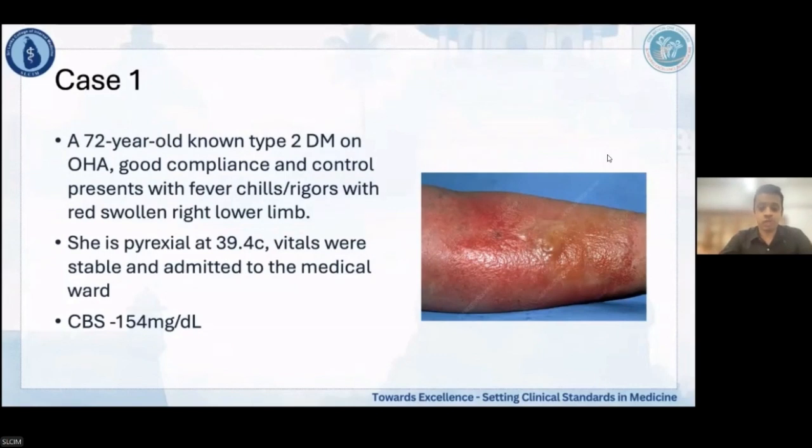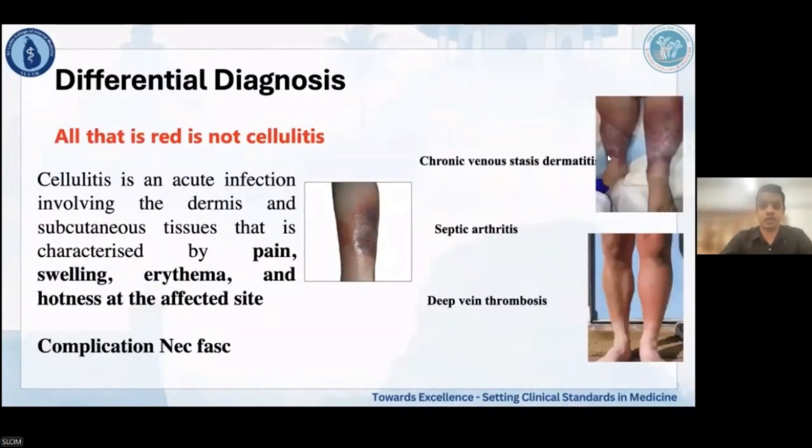Her blood sugar is 154 milligrams per deciliter. So what is your differential diagnosis? Obviously the talk is about cellulitis, and you can see the swelling and erythema of the lower limb, and she complains of pain and has a temperature. So your diagnosis is going to be cellulitis. And this can get complicated with necrotizing fasciitis, which is a severe form of cellulitis, where she will have disproportionate pain as well as crepitus.